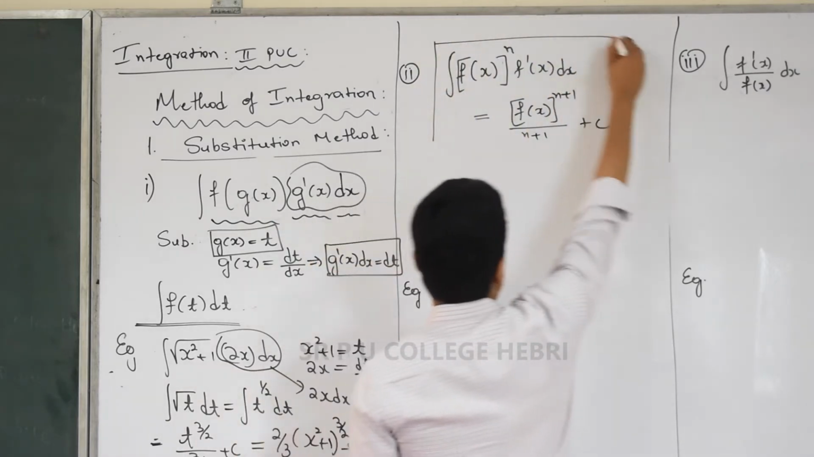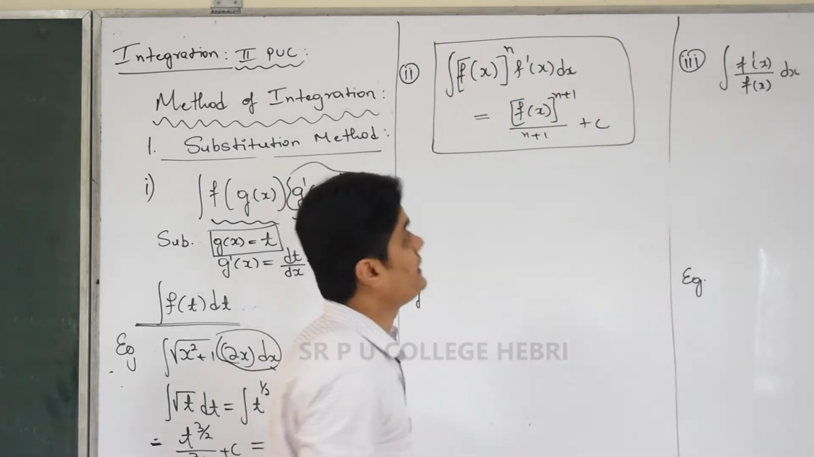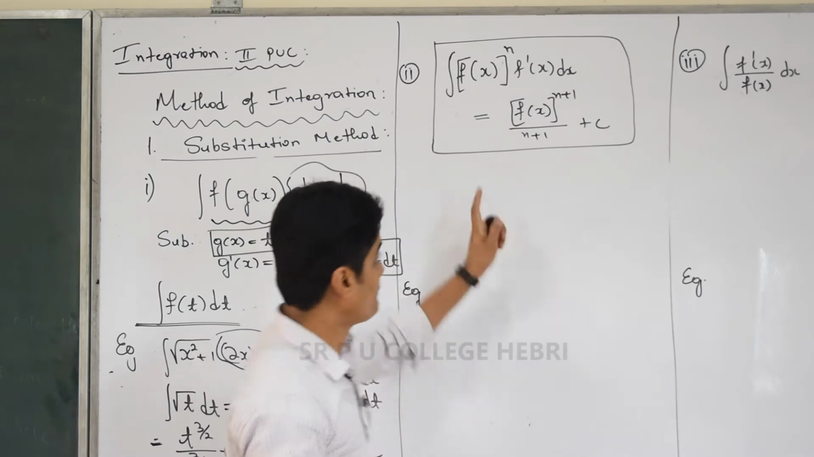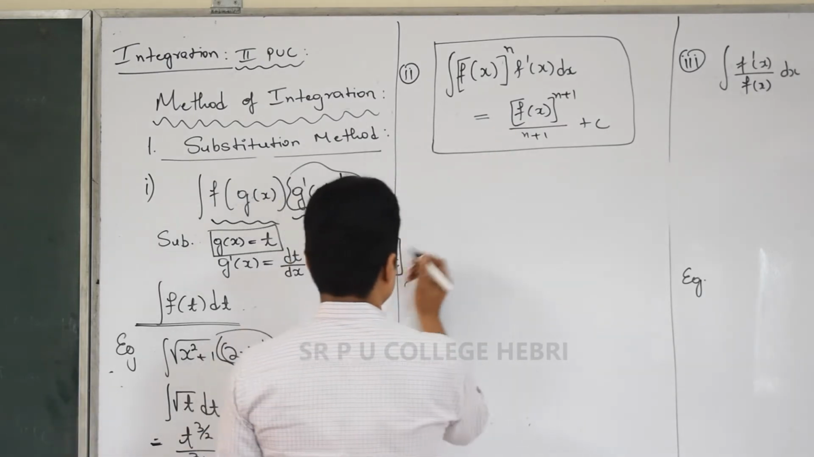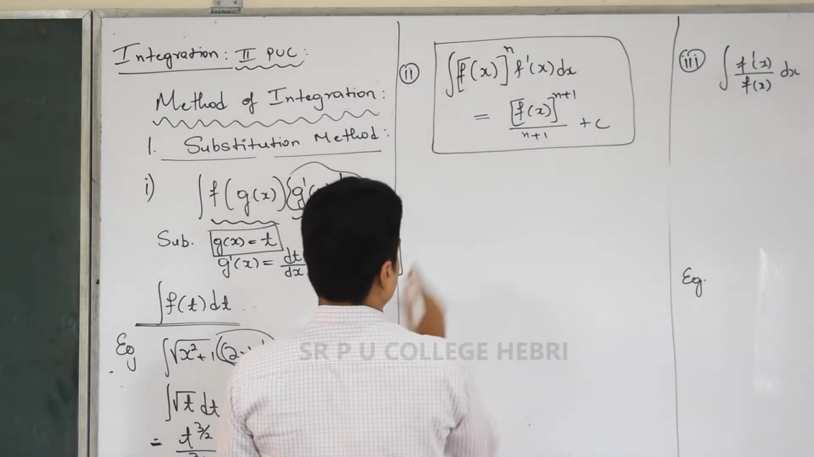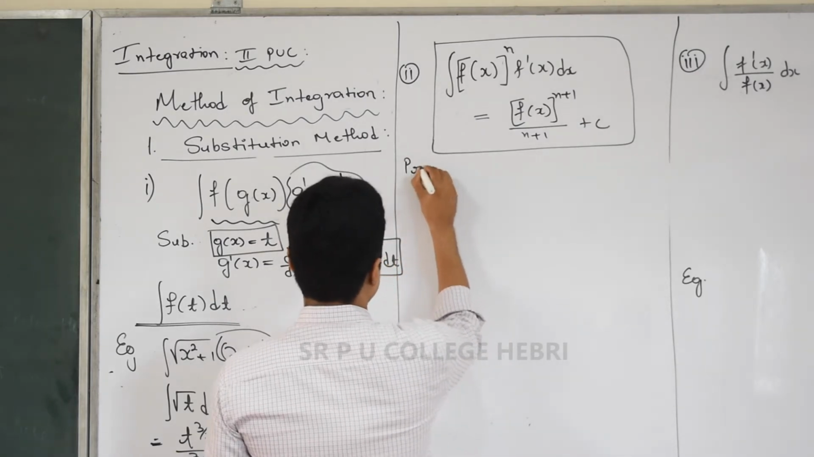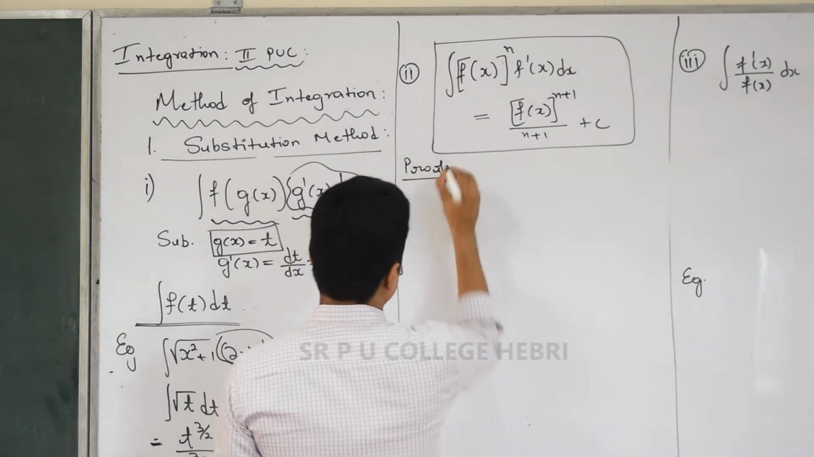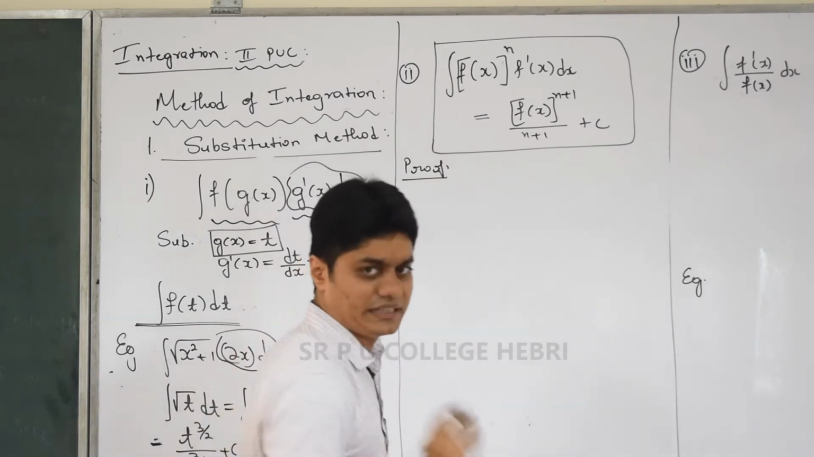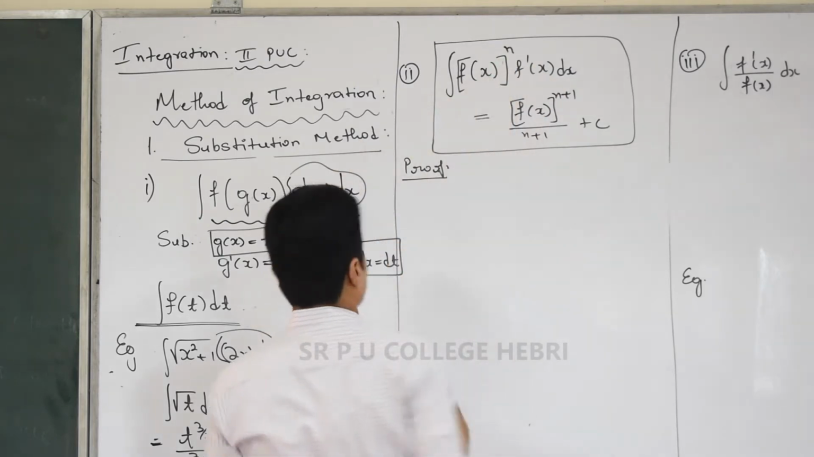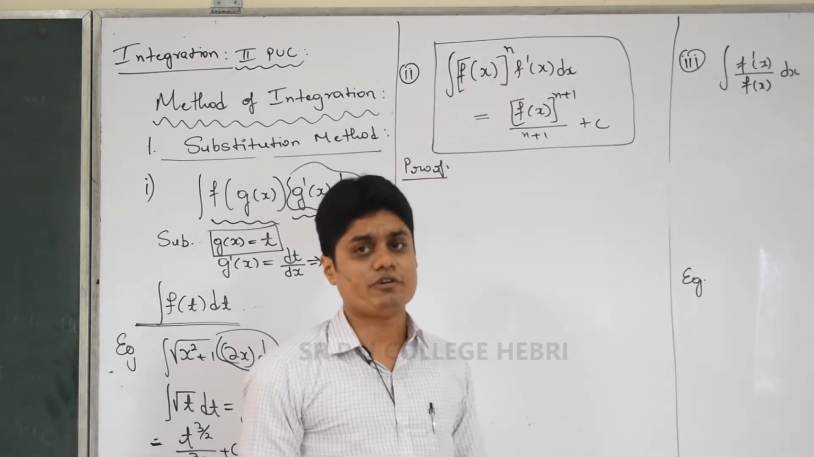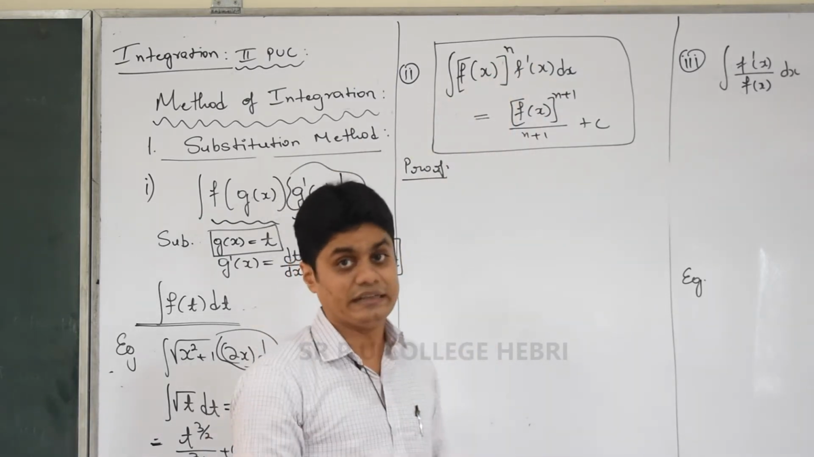Integration of f of x whole raised to n into f dash of x dx is f of x whole raised to n plus 1 by n plus 1 plus c. I'll explain this in general with an example together. So the proof is like this. Example is not there, but since you asked for a direct answer, I'll give you the proof. It is simple, observe. When you compare this with the previous one, can you tell me what is g of x, what is f of x? f of x is whole power n. What is g of x?